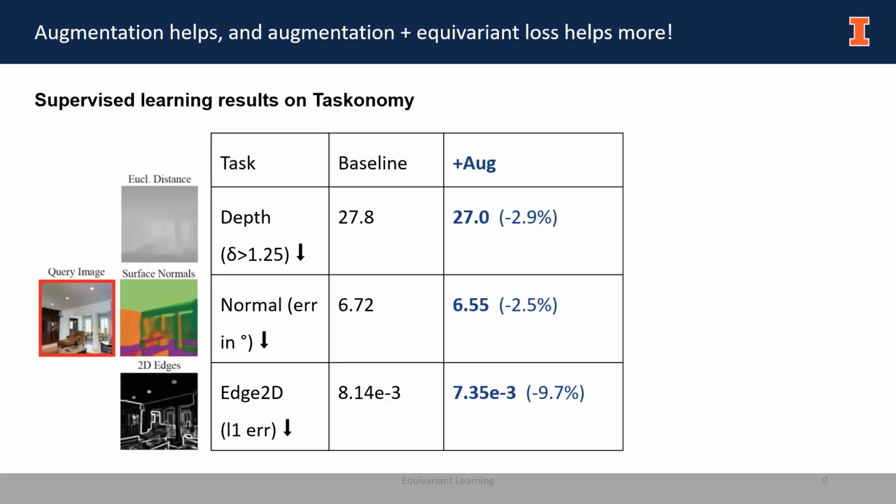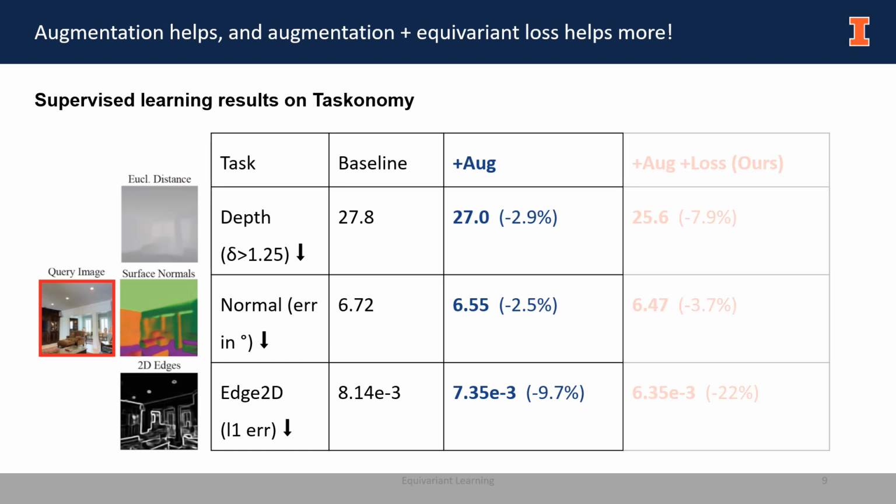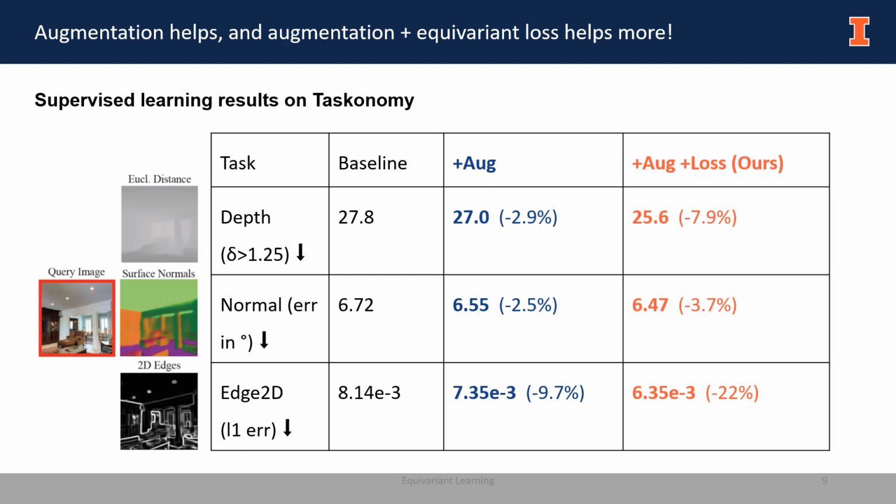Here are the supervised learning results on Taskonomy. We have baselines with or without augmentation. On top of data augmentation, if we add equivariant loss and regularization, there are further decent improvements.